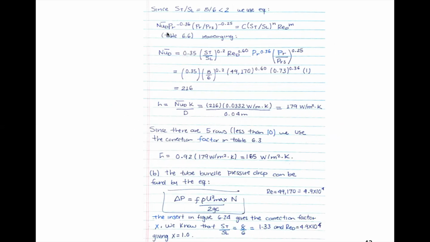So I just put the nozzle to the left side of the equation and the rest to the right, right? And I have the values of ST, of the pitches, transversal and longitudinal. I already read the values for C, for N, and for M according to the Reynolds. So this would be, in numbers, my nozzle equation. That would give me 216 nozzles. And now out of the nozzles, I can get the convective heat transfer coefficient.